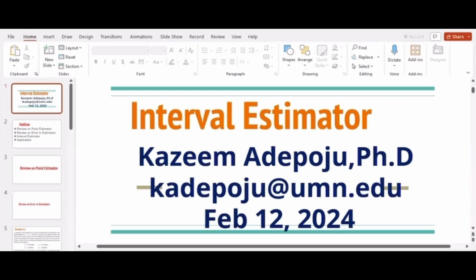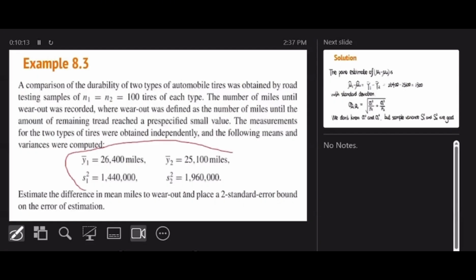In example 3, as you can see here, we're working with two groups. A comparison of the durability of two types of automobile tires was obtained by road testing samples of n1 equal to n2 equal to 100 tires of each type. The sample size is 100. We got two types of tires.